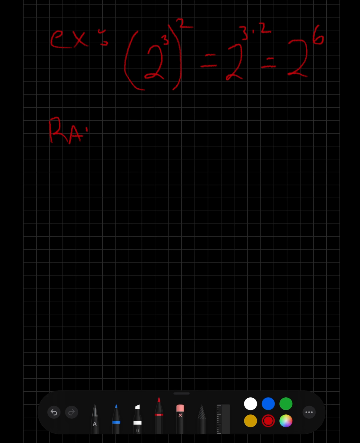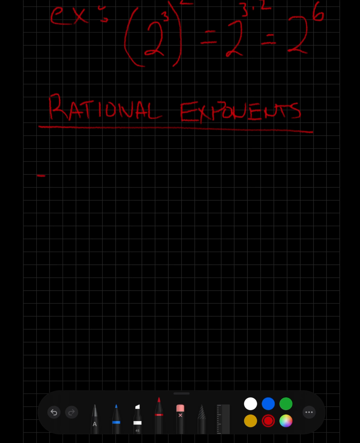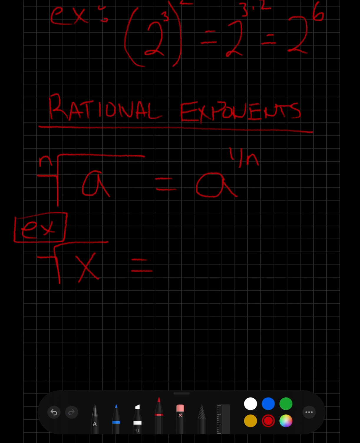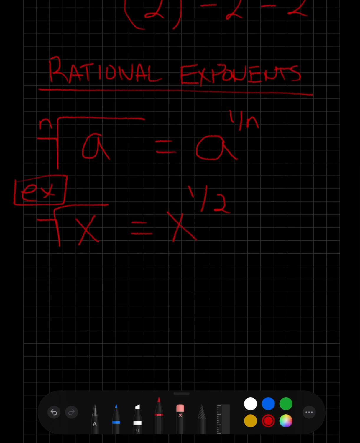I want to remind us a little bit about rational exponents. And so this tells us, suppose I have the nth root of a number a. I can actually write this in an exponential form by saying this is a to the 1 over n power. So if I have, for example, the square root of x, that's the same thing as x to the 1/2 power.